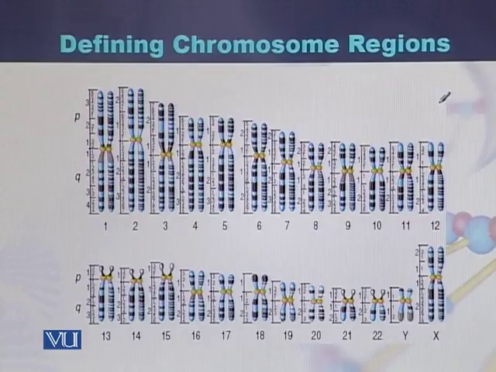We will just take the example of one of the chromosomes, that is chromosome 1. In this case, this is the P arm, this is the Q arm. Each of the arms has regions. Region 1, this is region 1, region 2, region 3, region 4, and each of the regions has bands. Then these bands further have sub-bands. So in this way, chromosomes have been divided into regions, bands, and sub-bands.